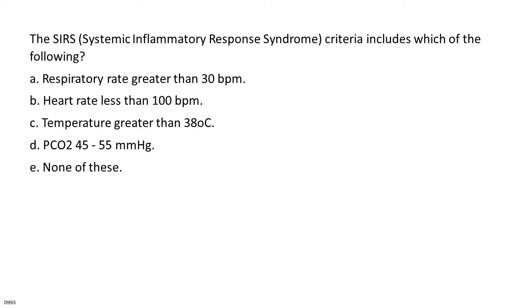The SIRS, Systemic Inflammatory Response Syndrome, criteria includes which of the following? A. Respiratory rate greater than 30 breaths per minute. B. Heart rate less than 100 beats per minute. C. Temperature greater than 38 degrees centigrade. D. PCO2 45 to 55 millimeters of mercury. E. None of these.